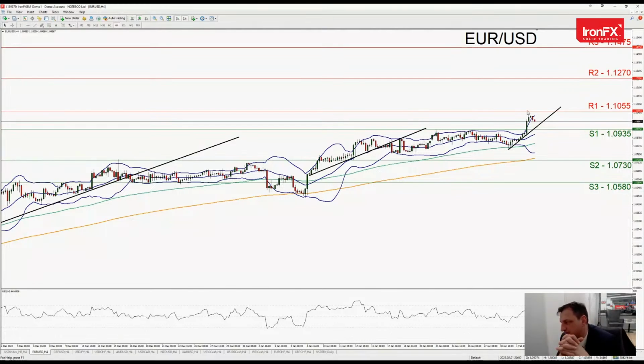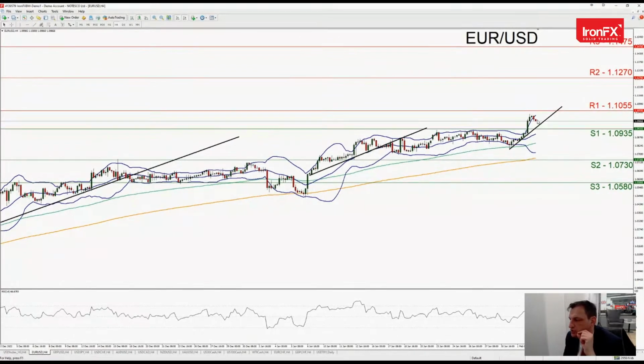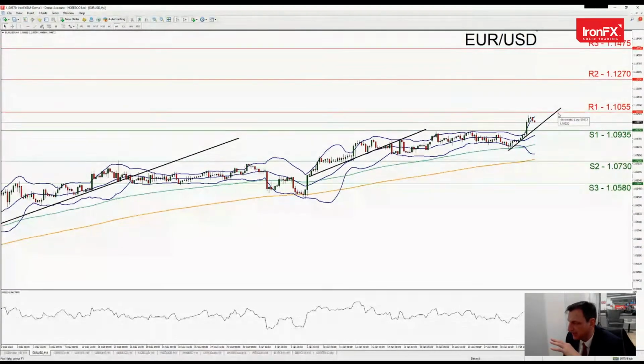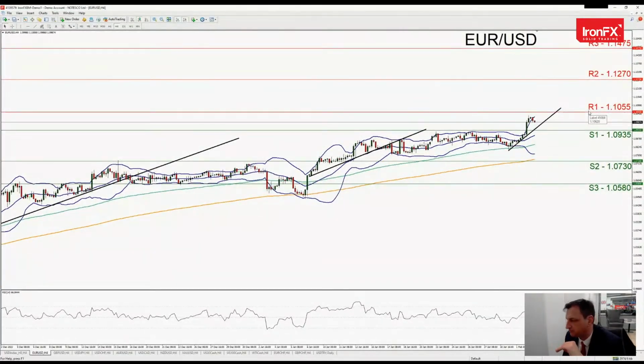Should the pair stabilize, we may see the price action remaining between the 1.1055 and the 1.0935. The first signal, which would be exactly highlighting the stabilization, would be a testing or even a breaking of the upward trend line. Yet the price action would have to respect the R1 1.1055 and the S1 1.0935.